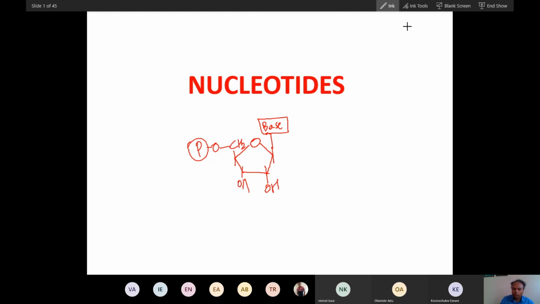Now, in nucleotide, we started to talk about base. We know there are two types of base. One is purine. Purine, the name is shorter but it has the bigger molecule. The other is pyrimidine. Pyrimidine is nothing but a 6 atom compound with 2 nitrogen like this and 4 carbon. So this ring is the pyrimidine ring.